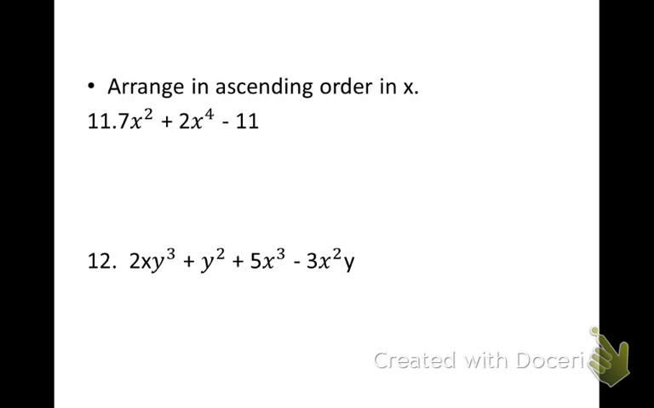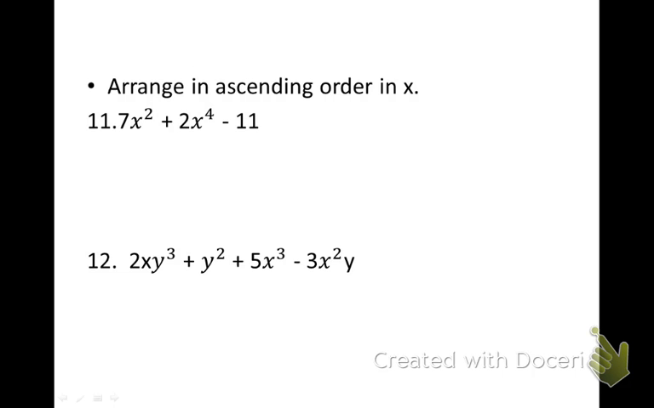Ascending and descending order in x. So ascending, if you ascend the stairs, you are going up, so you want the order in x to go up. So you look for something that doesn't have an x first, so negative 11, oops, sorry about that, didn't hit my writing tool. So negative 11. And then what would come next? We want the x's to go up, plus 7x squared, and then plus 2x to the 4th. So that is ascending in x's. We didn't have any other variables there.